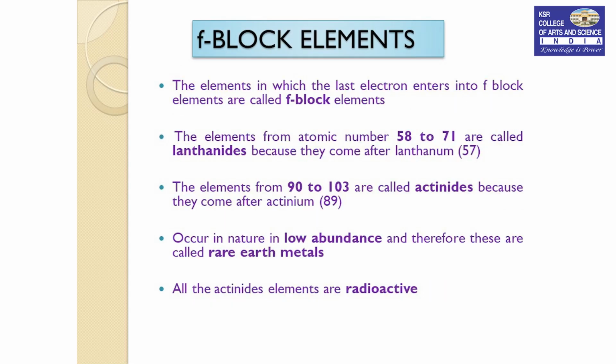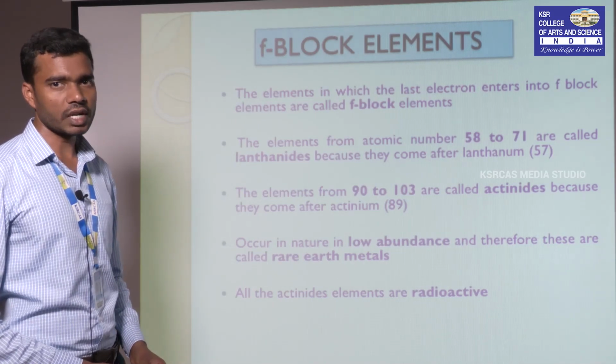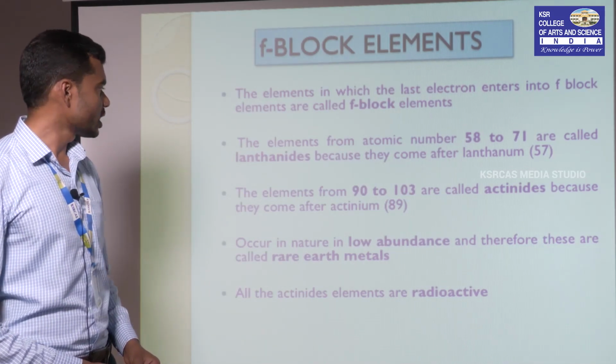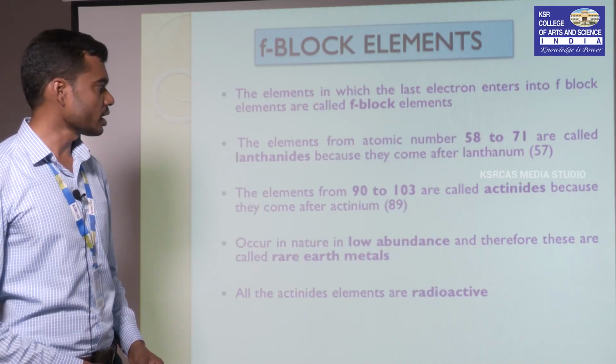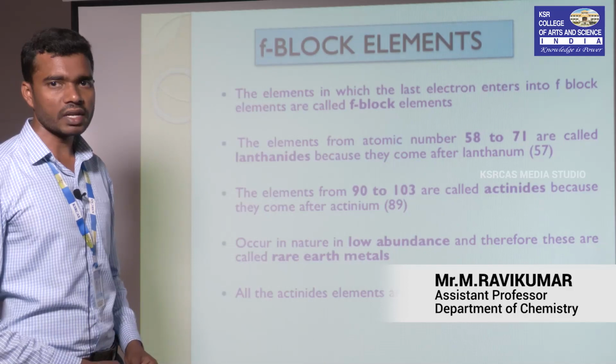So the next one, F block elements. The elements from atomic number 58 to 71 are called lanthanides because they come after lanthanum. The atomic number of lanthanum is 57. The elements from 90 to 103 are called actinides because they come after actinium. The atomic number of actinium is 89.